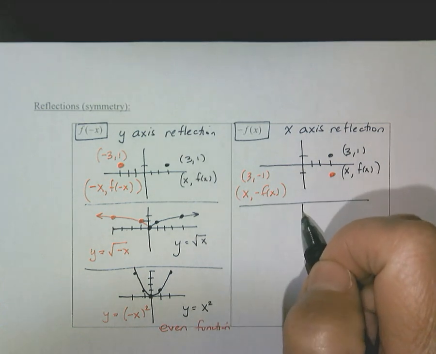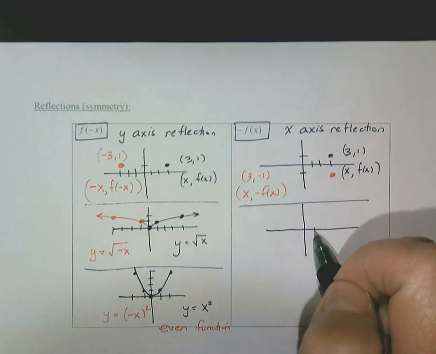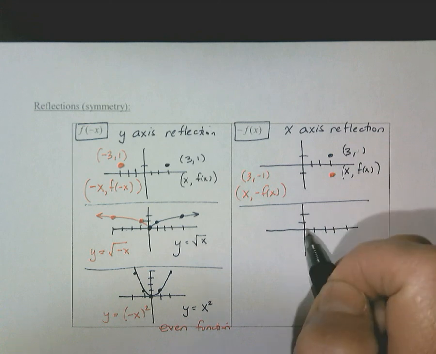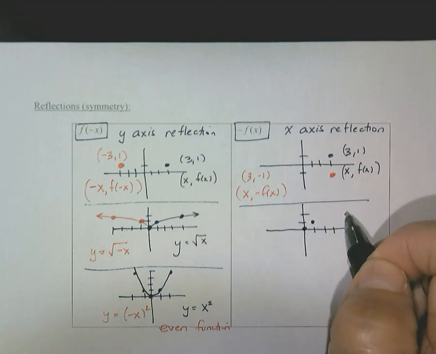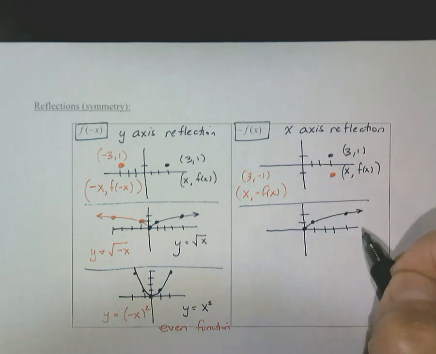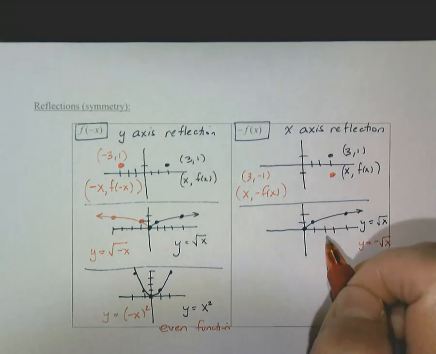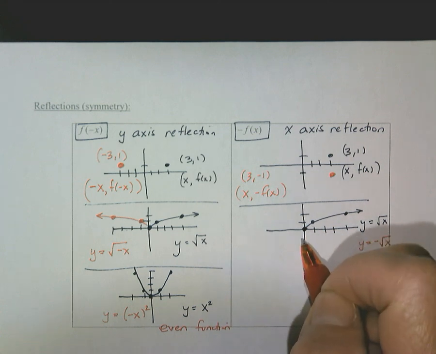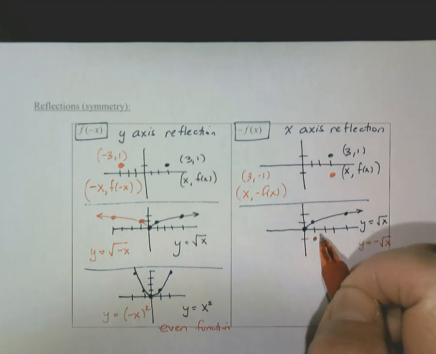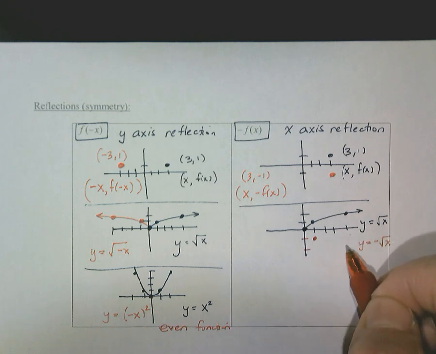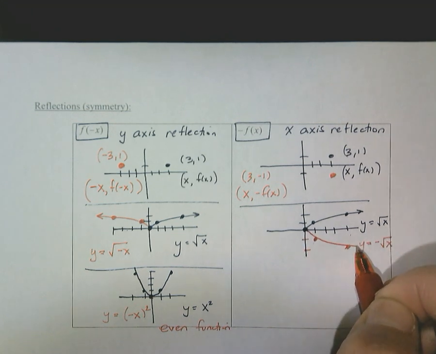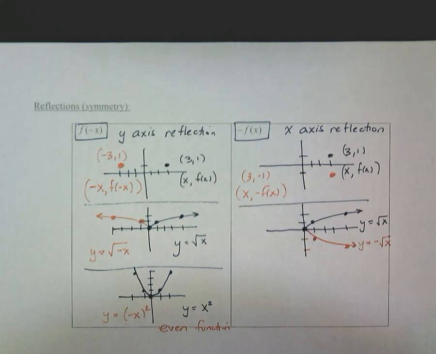If I do this with the square root of x, (0, 0), (1, 1), (4, 2). Here's y equals the square root of x. If I want to graph y equals negative square root of x, I'm going to change all the y values. So (0, 0), and then (1, negative 1), (4, negative 2). That's what it looks like. And then one more.